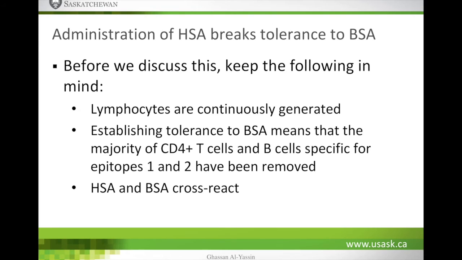So how does the administration of HSA break tolerance to BSA? Before we go over this, keep the following in mind. 1. Lymphocytes are continuously generated. 2. When you tolerize the rabbit to BSA, it means that you get rid of the majority, if not all, the lymphocytes specific for BSA, meaning that the rabbit won't have any lymphocytes specific for epitopes 1 or 2. And 3, HSA and BSA both have epitope 2.